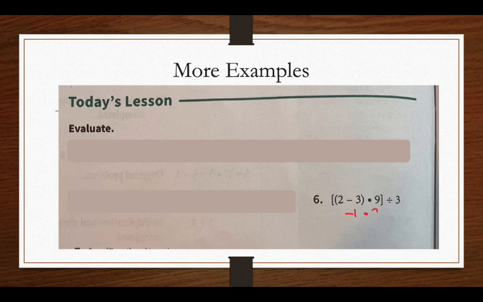Now I am writing everything after it. I'm bringing down the 9. I'm bringing down my brackets. I'm bringing down my divide and my 3. And negative 1 times 9 is negative 9. This becomes negative 9. I don't need any other brackets anymore. Divide by 3. What do I get? Negative 3. All right.